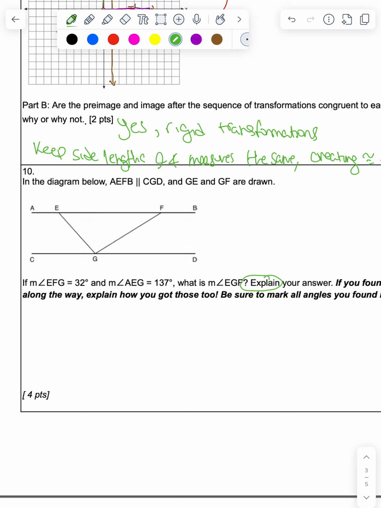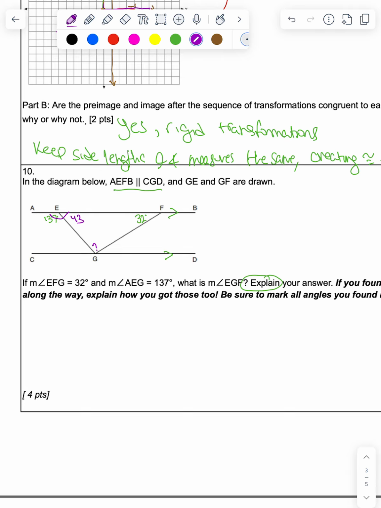First, let's talk about the angles that we need. We're told in the givens that these two lines are parallel. Angle EFG, this angle right over here, is 32 degrees. And angle AEG is 137 degrees. We need to figure out what the measure of angle EGF is, so this angle right here. So I need to get closer to it. You could use alternate interior angles. We do have parallel lines. That relationship definitely exists, but I think the most direct way is to recognize that these two angles form a linear pair. So 180 minus 137 is 43.